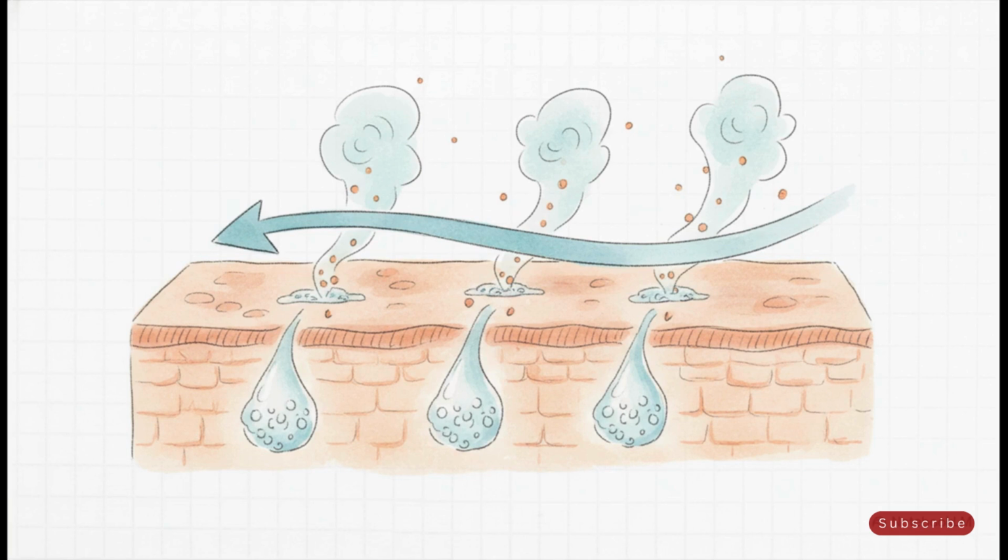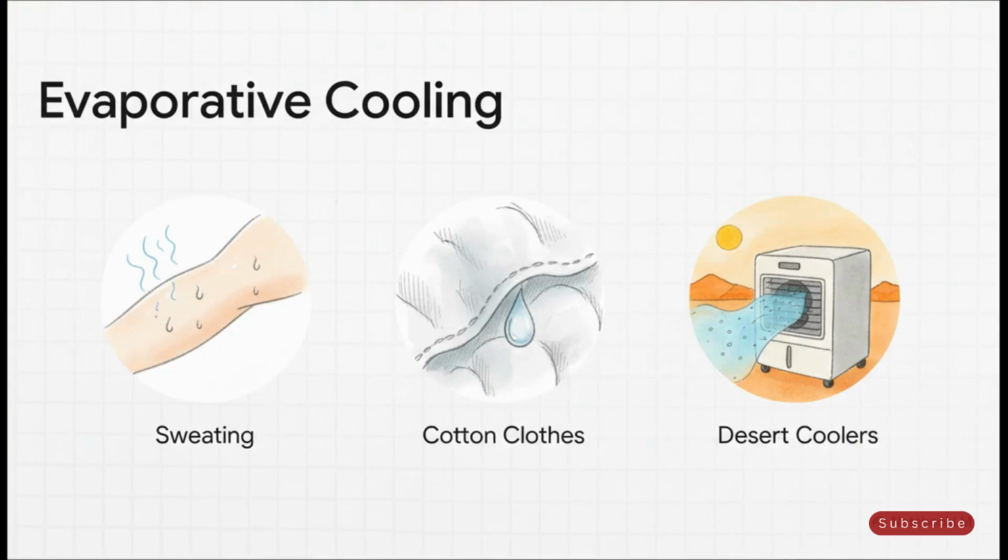Pretty neat, huh? And you see this principle in action everywhere. It's why we wear cotton clothes in the summer. They're great at helping sweat evaporate. And it's the same reason those big desert coolers work best when it's super hot and dry, because the dry air allows the water to evaporate really, really fast, pulling a ton of heat out of the air.